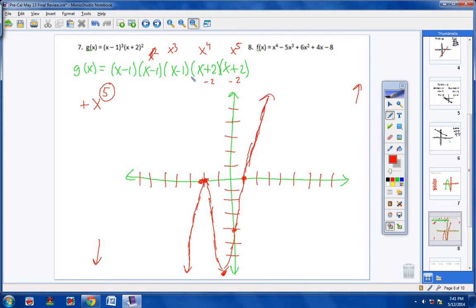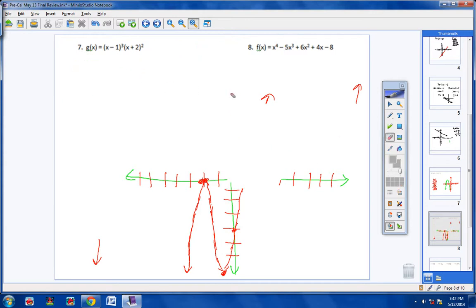Also, if it's a fifth degree, we know it will have no more than 5 zeros, and it doesn't. It has 2. We also know it'll take no more than 4 turns. You always subtract 1 from the degree, and it only takes 2 turns, so we're totally good, okay?